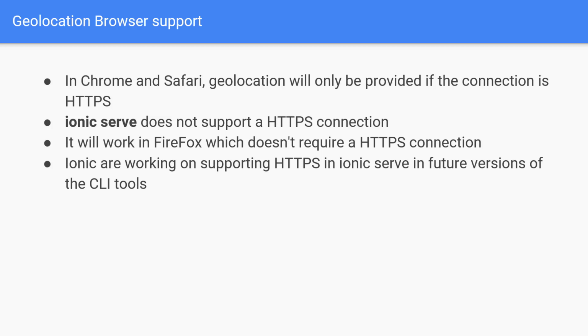In Chrome and Safari, geolocation will only be provided if the connection is using HTTPS. Ionic Serve does not support a HTTPS connection. It will work in Firefox, which doesn't require a HTTPS connection. Ionic are working on supporting HTTPS in Ionic Serve in future versions of the CLI tool. So for now, to test this, you should use Firefox.